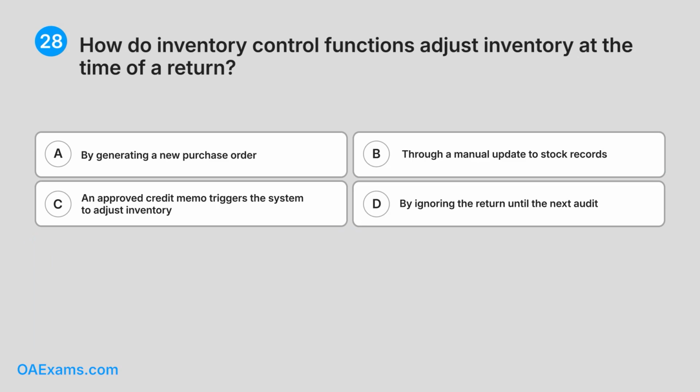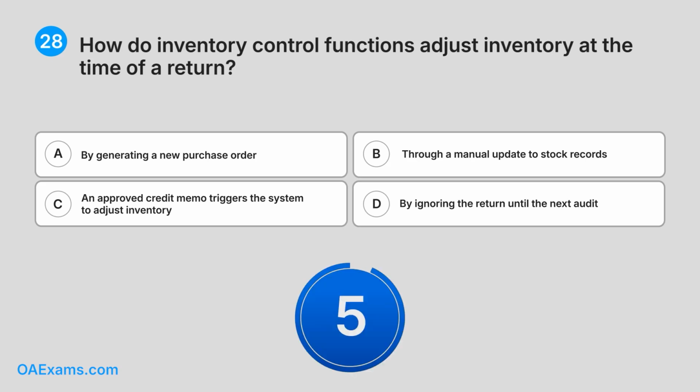28. How do inventory control functions adjust inventory at the time of a return? A. By generating a new purchase order. B. Through a manual update to stock records. C. An approved credit memo triggers the system to adjust inventory. D. By ignoring the return until the next audit. Can you guess the answer?